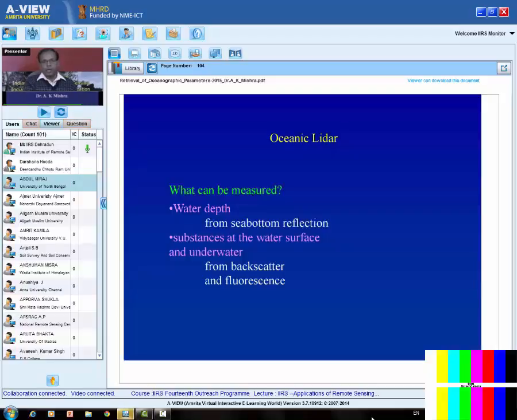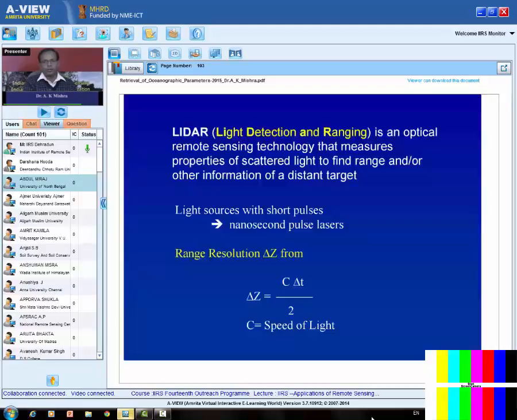Now LiDAR. LiDAR, light detection and ranging, is an optical remote sensing technology that measures the property of the scattered light to find the range or other information of a distant target. Of course, this instrument is placed on the aircraft. So the delta Z can be found out. This is the speed of light, and time difference divided by 2 gives you the distance.